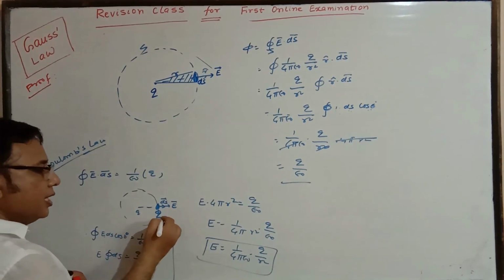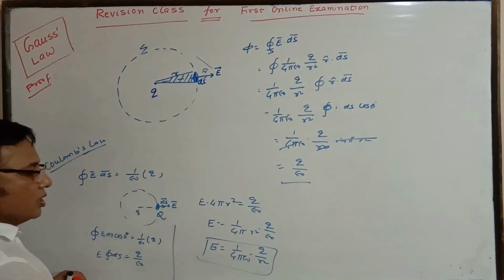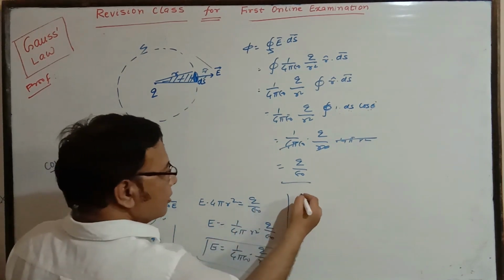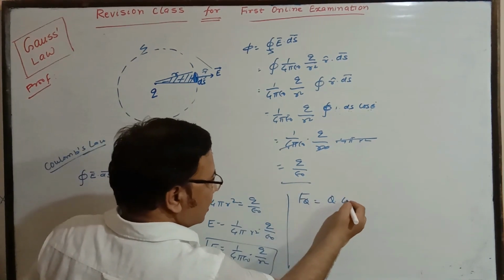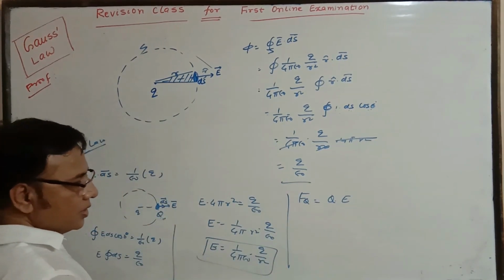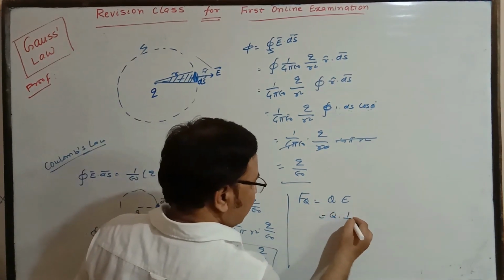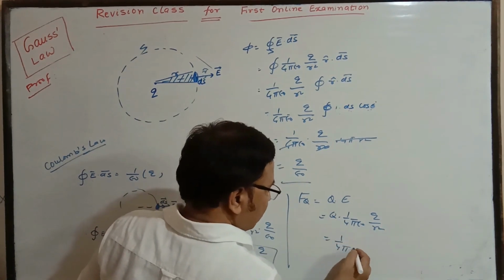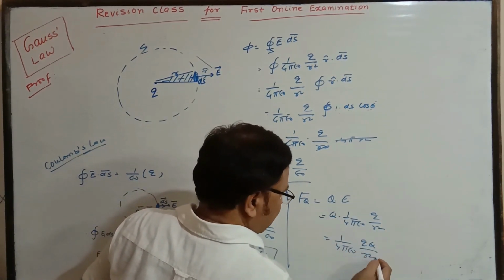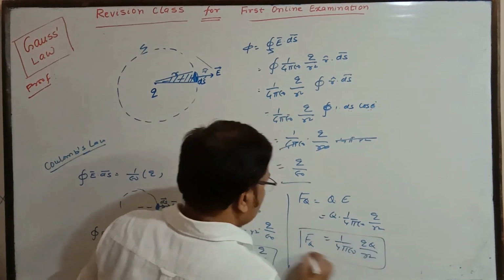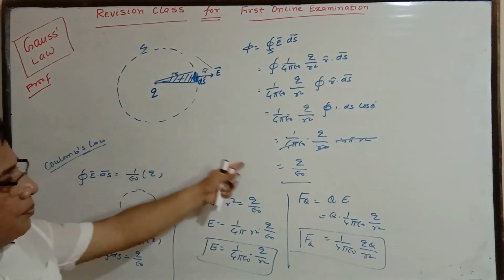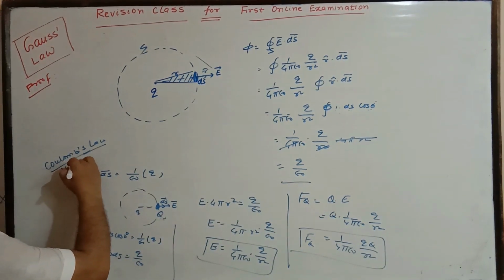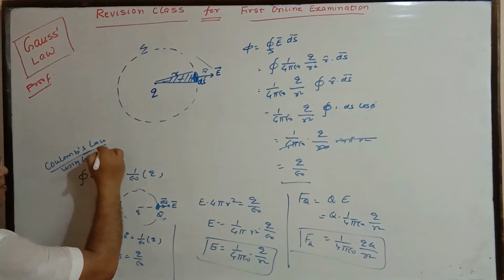If we are placing any charge, say capital Q here, what is the force acting on it due to this charge? We know that force on any charge Q is equal to the magnitude of charge into electric field. The electric field is this much, so multiplying it, this is 1 by 4 pi epsilon naught into q by r squared. So finally it is 1 by 4 pi epsilon naught q into Q divided by r squared. So this is the force on charge Q. So first we have proved Gauss's law, and next Coulomb's law we have shown using Gauss's law.